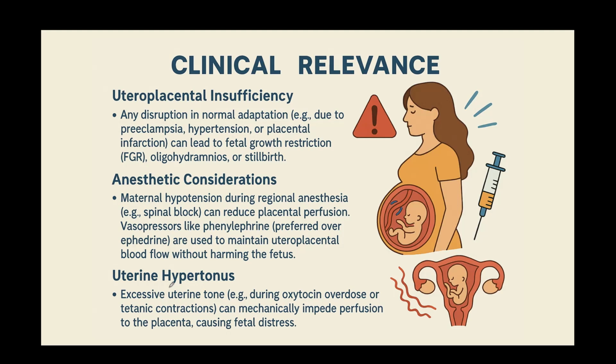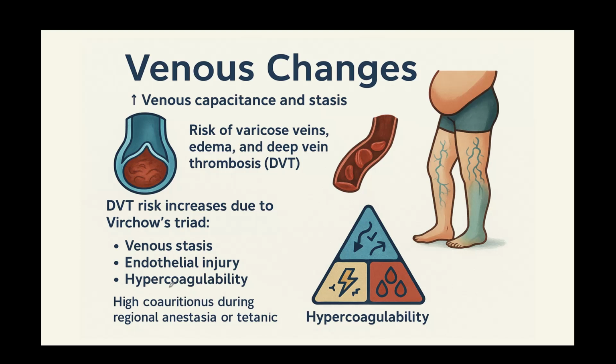Also, we have to think of uterine hypertonus. If there is excessive uterine tone, for example, during oxytocin overdose or tetanic contraction, it can mechanically impede perfusion to the placenta, causing fetal distress. Venous change: increase in venous capacitance and stasis, risk of varicose veins, edema, deep vein thrombosis, DVT, and this can lead to venous stasis, endothelial injuries, hypercoagulability. All this can lead to increased DVT.